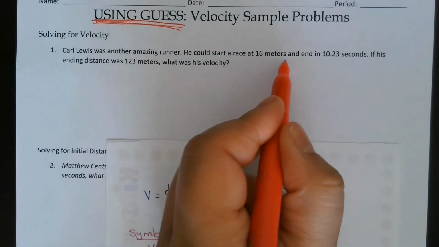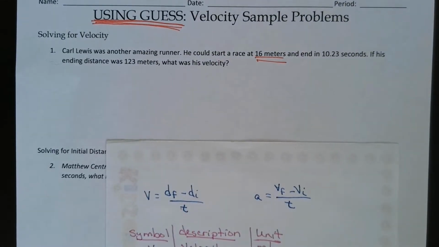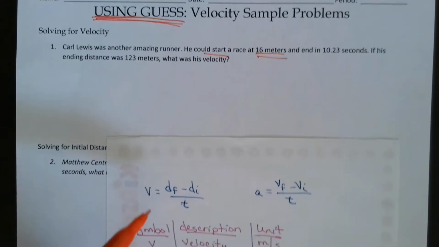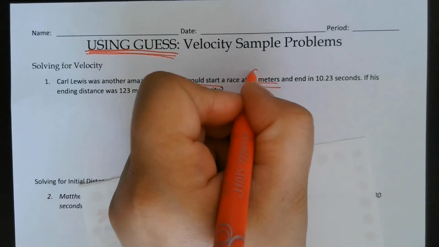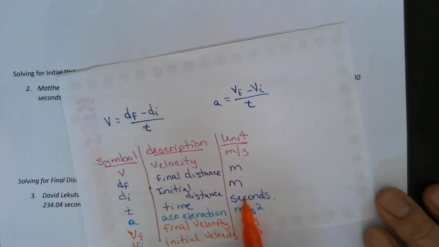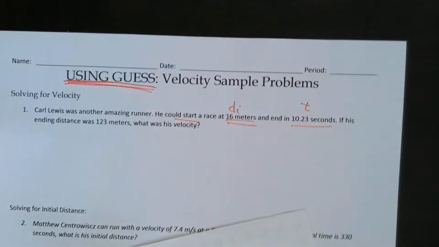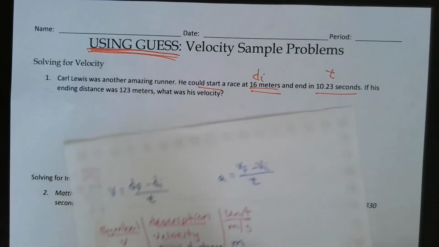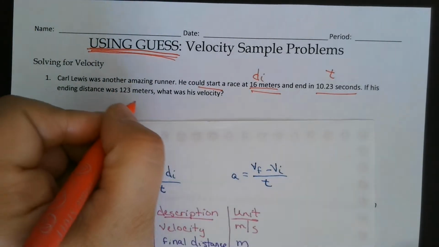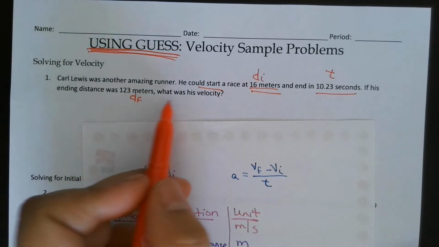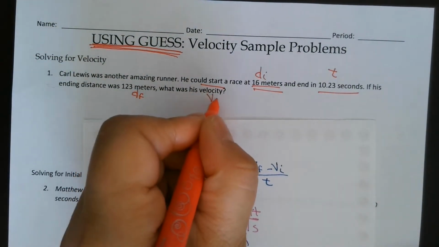As you're reading the problem, 16 meters is the first number you're given. It says that's where he would start the race, so 16 meters is your initial distance, because it's in meters. So this is di. And 10.23 seconds, because it's seconds, and I'm looking at my table here, that's my time. So that's t. If his ending distance is 123 meters, then that would be your final distance. So this is df. What was his velocity? So we're looking for v.